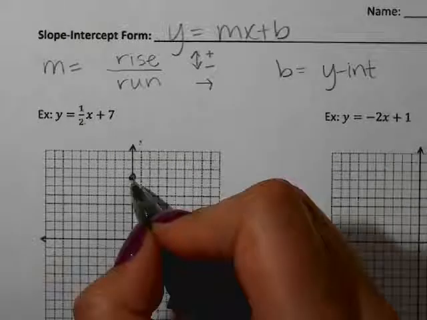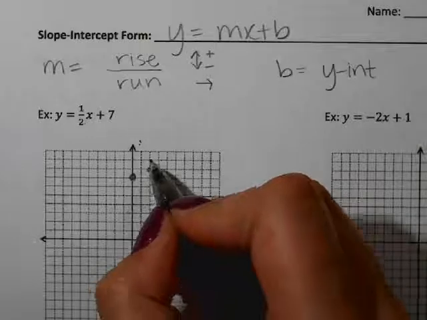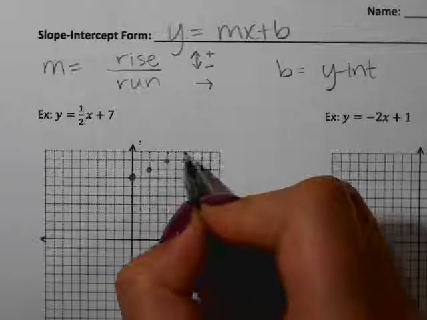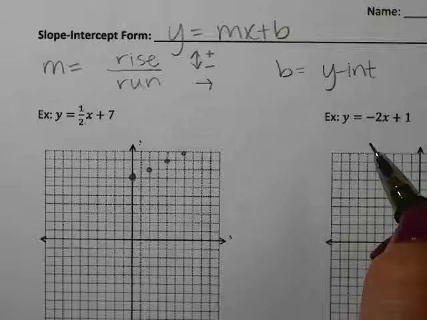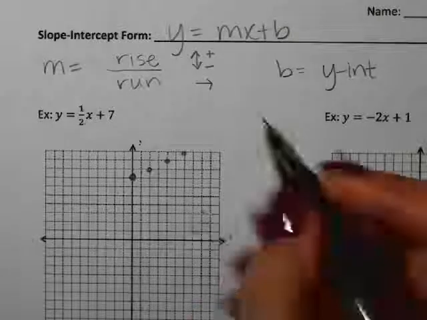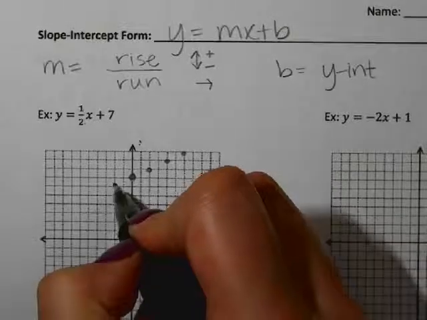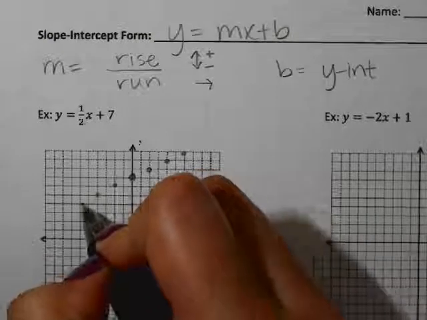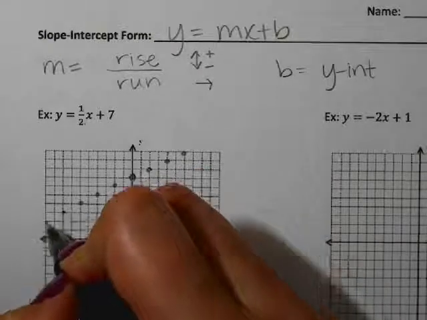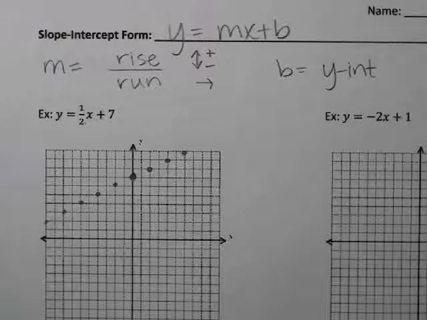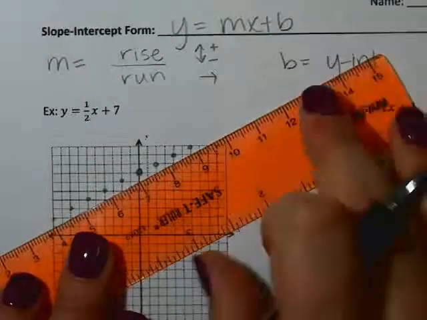So we're going to go up 1 to the right 2, up 1 to the right 2, up 1 to the right 2. When I run out of room, I can go backwards. So down 1 to the left 2, down 1 to the left 2, down 1 to the left 2. And when we connect our line with our ruler, we make sure that we always draw arrows on either end of the line.